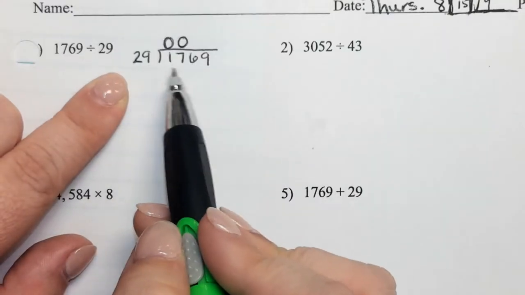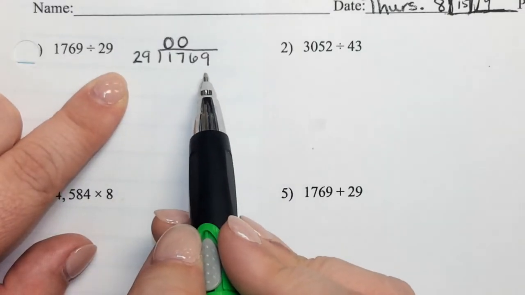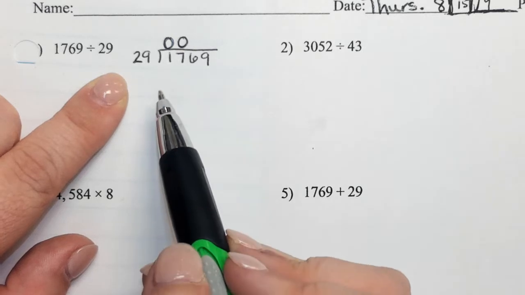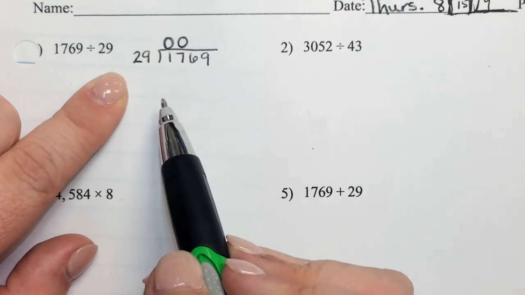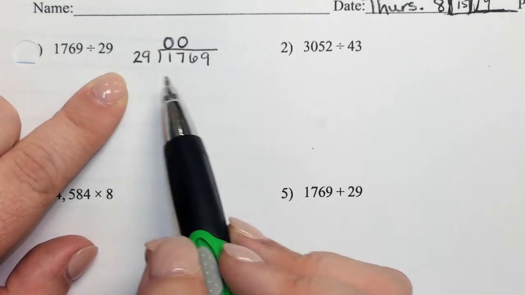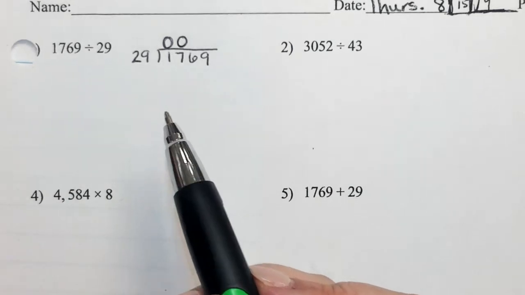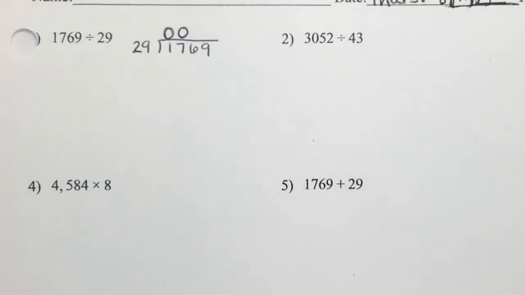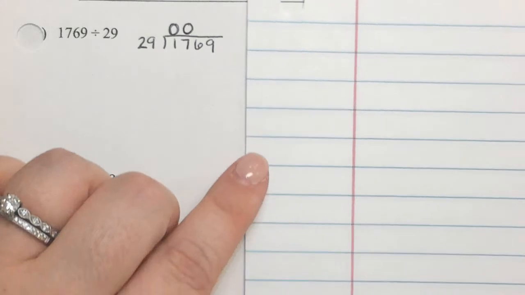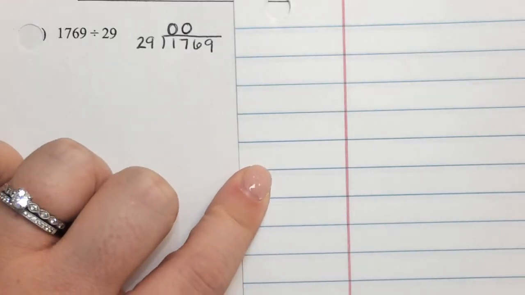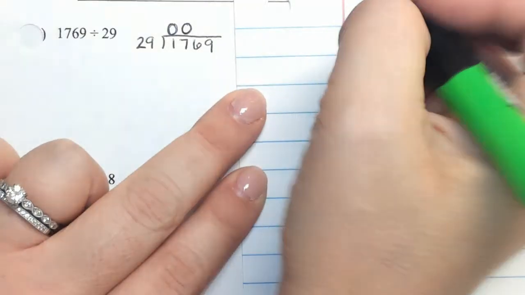Now it says, can 29 go into 176? This is where this problem gets confusing, or let me rephrase that. This problem gets kind of hard because those are big numbers. That is why I have my piece of scratch paper right here. So I'm going to come over here on my scratch paper, trying to see what y'all can see on the screen, okay? And I'm going to start with some multiplication facts.